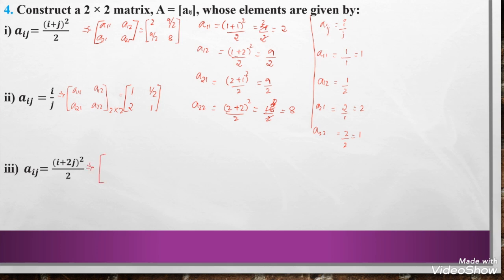Now there is a third one. Here also first write down A11, A12, A21, A22 for the 2 cross 2 matrix. Now, in general, we have to calculate using the condition. So, first, what is the condition? Aij is equal to (i plus 2j) whole square divided by. Now first, A11, that is 1 plus 2 into 1.